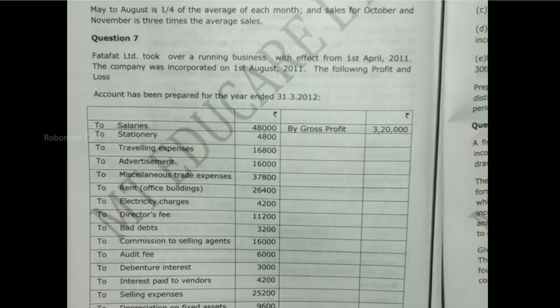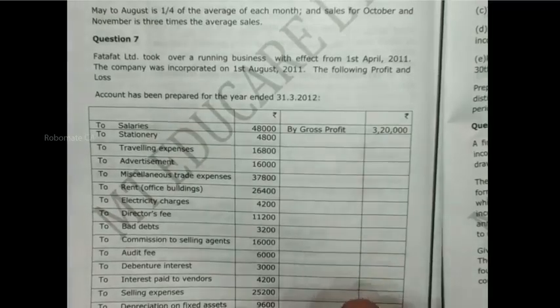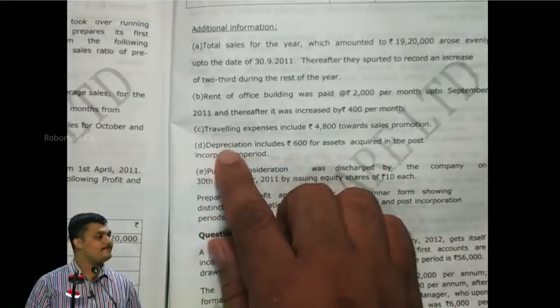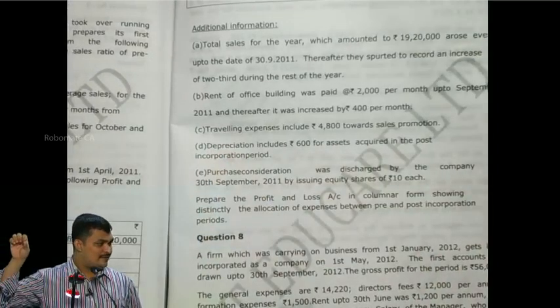Selling expenses. Which ratio? Sales ratio. What is next? Depreciation on fixed assets. Which ratio? It is time ratio, but here there is some information given, thereby specific allocation. Understood?